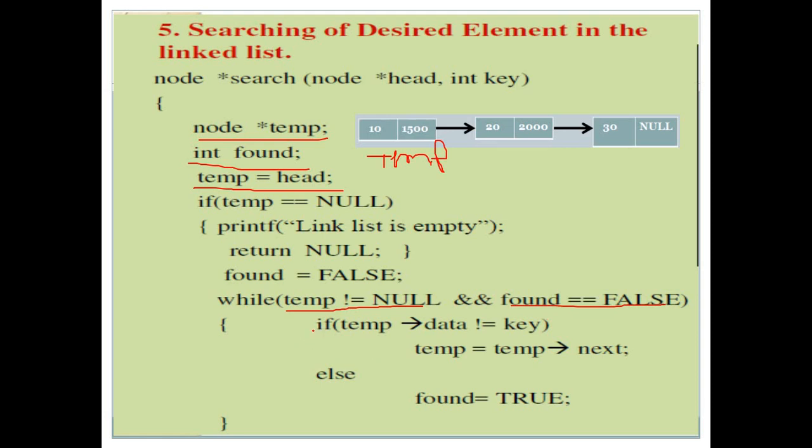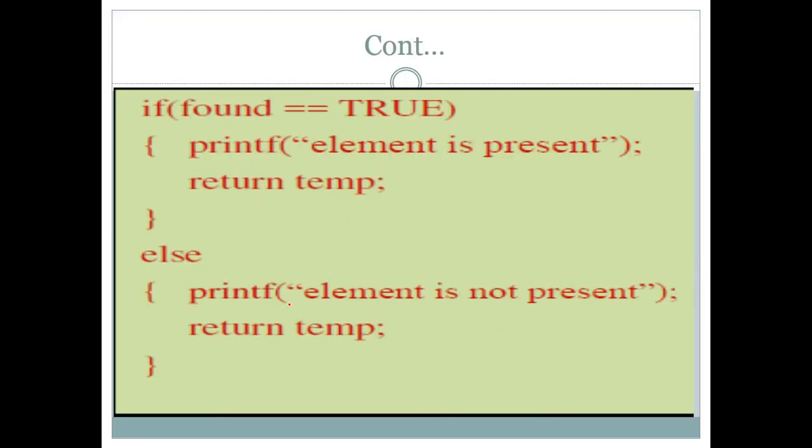Okay, so if temp data is not equal to key, then temp is equal to temp next. If our desired element is 10, then we do found is equal to true. But if our desired element is not 10, then we make the next node temp. If our desired element is 20, then okay. But if it is not 20, we make the next node temp. If our desired element is 30, then we do found is equal to true, then this condition will be false and we move on.